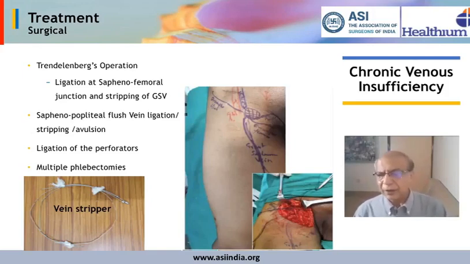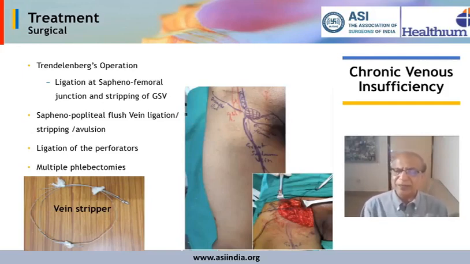Mark it, inject local or spinal anesthesia, make an incision, lift the vein there, and you will see a perforator actually in front of you, perforating through the deep fascia, going into the deep vein, the anterior tibial vein, the posterior tibial vein, or the popliteal vein. You can clip this perforator, ligate it, and you can do it 3 or 4 times.